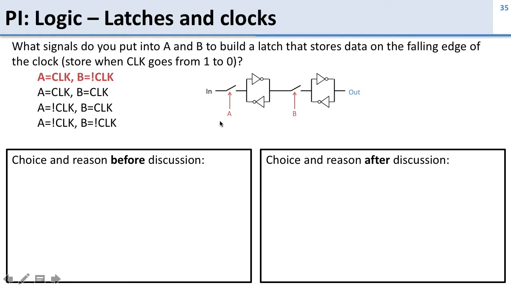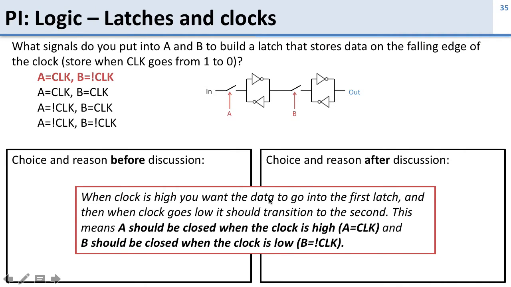Well, for this we want to put clock into A. So what that means is that when clock is true, it's going to allow the value into the beginning of the latch. But it's not going to allow it all the way through because this is not clock. So when clock is true, it's going to come in here. And then when clock changes from true to false, that is it goes down, this is going to open, so the value is going to stay in here. This is going to close and the value is going to go out. So we want to make sure that A should be closed when the clock is high and B should be closed when the clock is low.